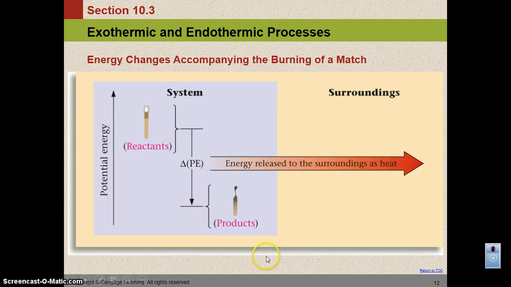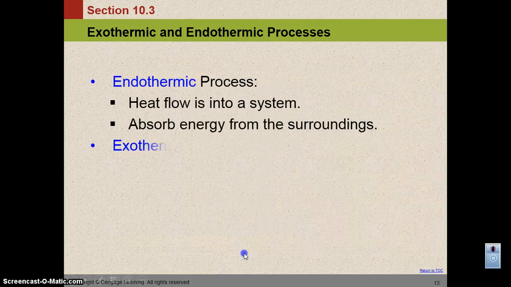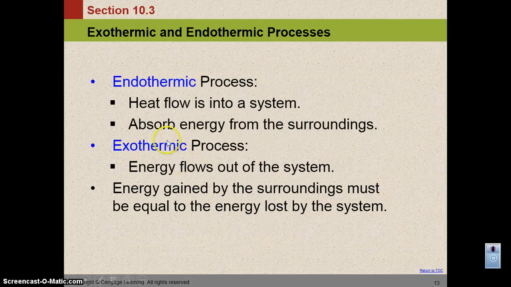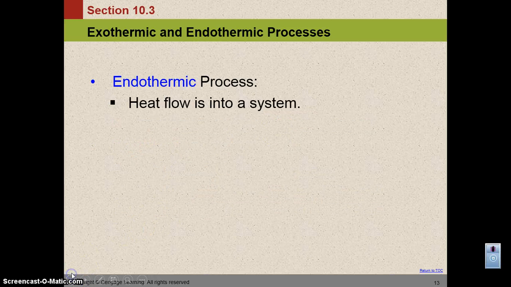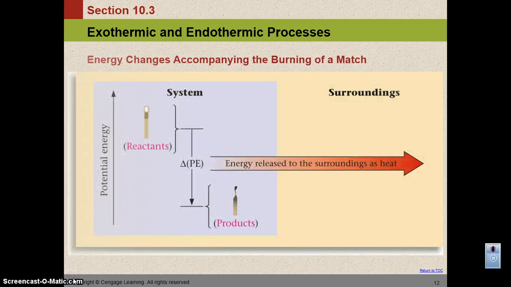So let's look back at the slide before it and determine if this is an exothermic or an endothermic process. Well, energy is released to the surroundings, and the potential energy goes from a high to a low. So the system released energy to its surroundings. So let's look at our definitions on the slide we just got finished with. In an endothermic process, the heat flows into a system and absorbs energy from the surroundings. Is that what's going on in this picture? Are we having heat flow into the system?